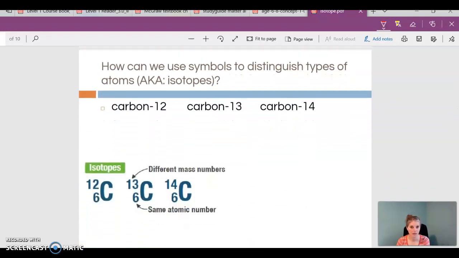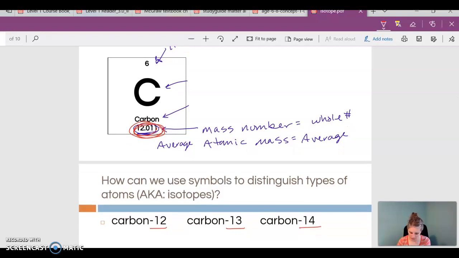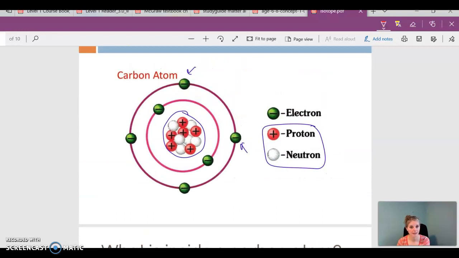There are actually a couple different types of carbon. These are the three types: carbon 12, carbon 13, and carbon 14. Notice on the average atomic mass, none of them is 12, 13, or 14. The average is 12.011. That's because most of the carbons in the world are carbon 12. Most of the carbons in the world look like this atom that we started with, where it has 6 protons, 6 electrons, and 6 neutrons.